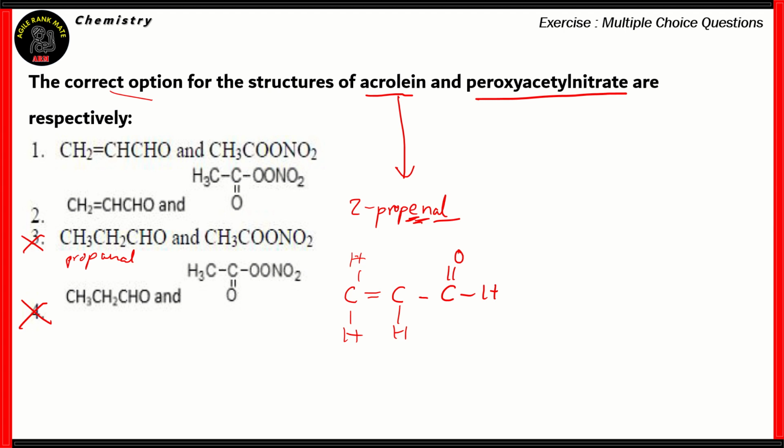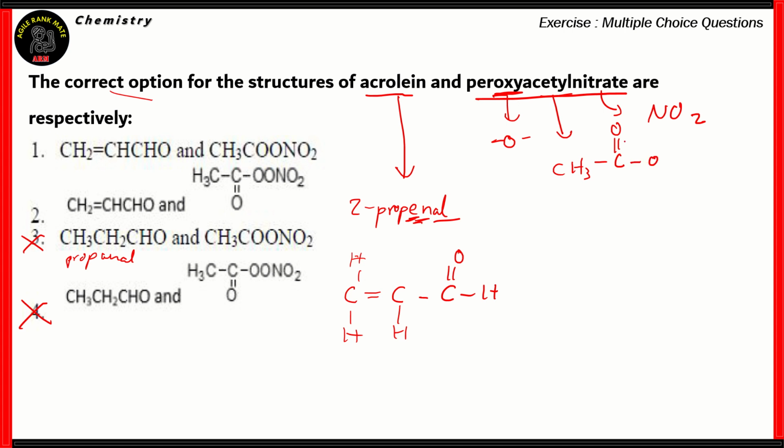So now that we've narrowed down our options, let's look at peroxyacetyl nitrate. First of all, since it's a nitrate, it'll be NO2. And again, this is peroxy, that means there is an oxygen group linking the two sides. And acetyl means that it will have two carbons, and one of the carbons would be attached to an oxygen, so it will be having a carboxyl group.